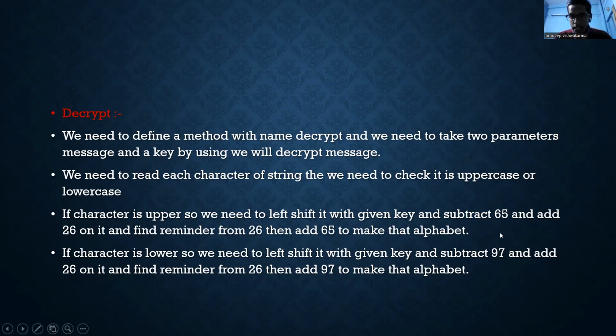Then we subtract 65 and add 26 on it, find the remainder from 26, then add 65 on it. If the character is lower, we left shift it with the given key, subtract 97, add 26 on it, find the remainder from 26 and add 97, and that makes the alphabet.